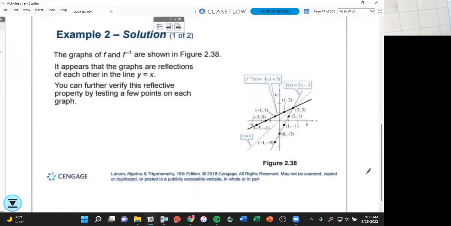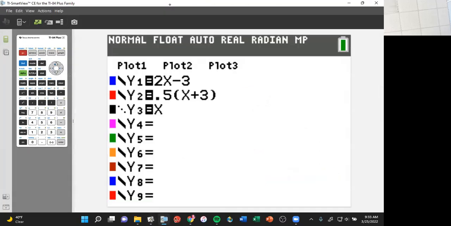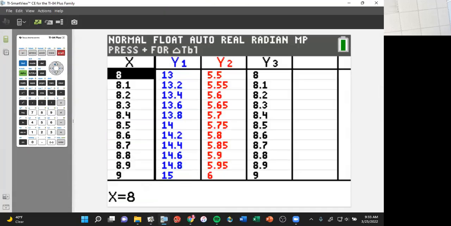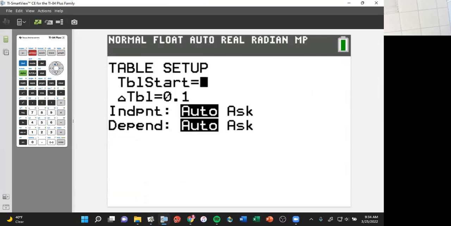So there it is. You can check points. That's another thing we can do is go back to the calculator. Look at the table. It's harder to see here. 813 is the point. Oh, geez. Table set. Change it to auto counting by ones.